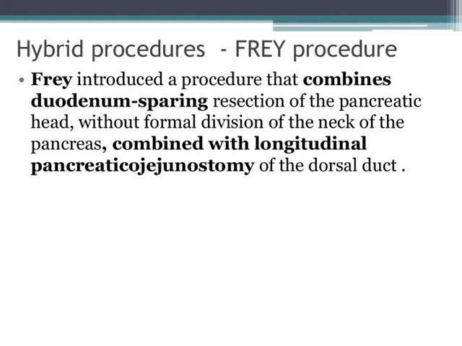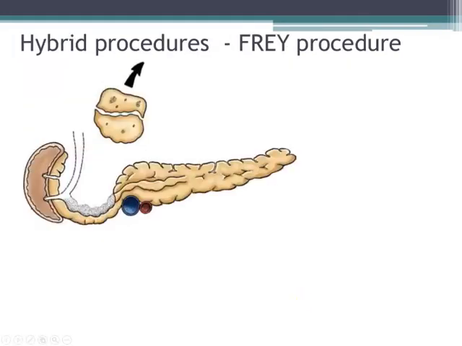Hybrid procedure or Frey procedure. Frey introduced a procedure that combines duodenal-sparing resection of the pancreatic head without formal division of the neck of the pancreas, combined with longitudinal pancreaticojejunostomy of the dorsal duct. On this picture you can see how this hybrid procedure looks.